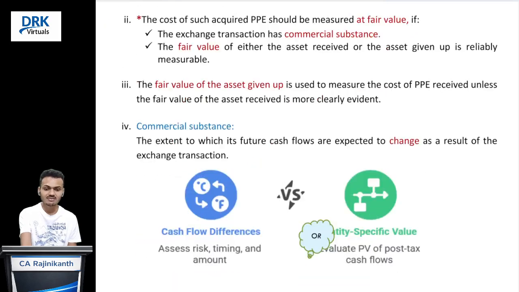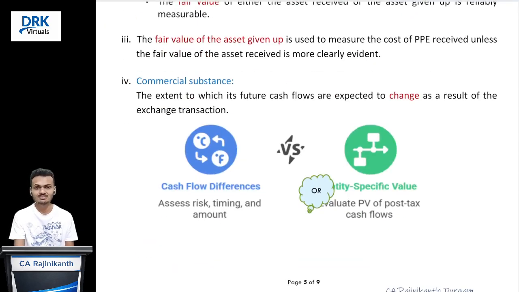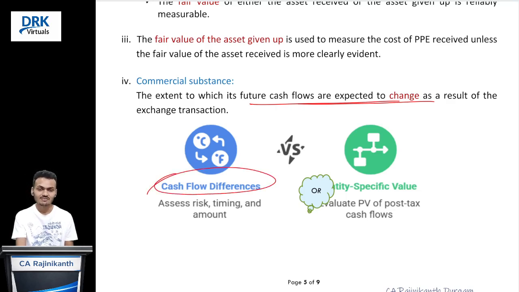So what is the meaning of commercial substance? Commercial substance means, because of that exchange transaction, how our cash flows are affected. So for that we need to compare the configuration of cash flows of both assets. If the configuration of cash flows of both assets is different, yes, we can say that commercial substance exists. Configuration of cash flows means what? It is all about the nature, timing, risk and amount of cash flows of those two different assets.